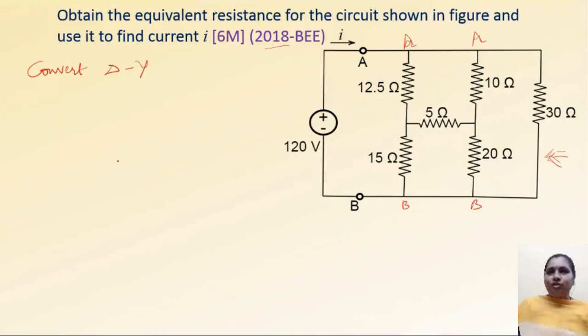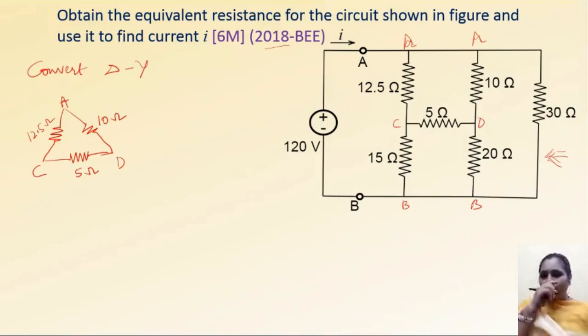Convert delta into star. So what is the delta we are taking? This is point A. Okay. So let us mention the points C and D because B is already there. So it is C, it is D. Okay. So this is 12.5 ohm. This is 10 ohm. This is 5 ohm. Right. Now convert this delta into star.